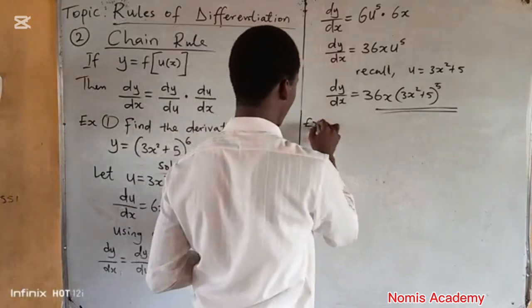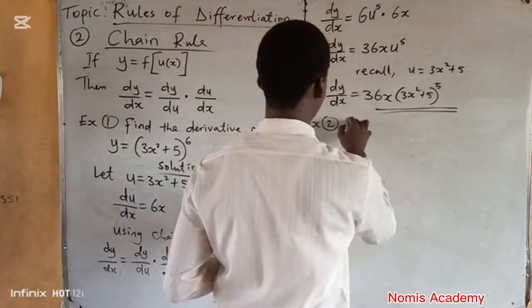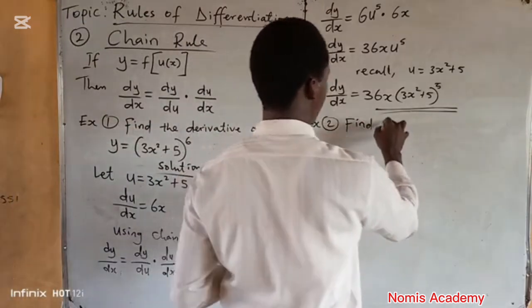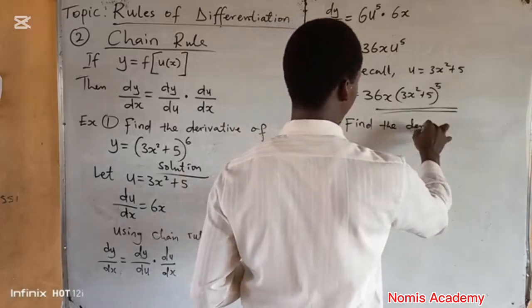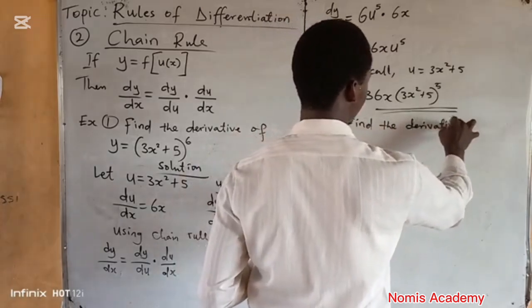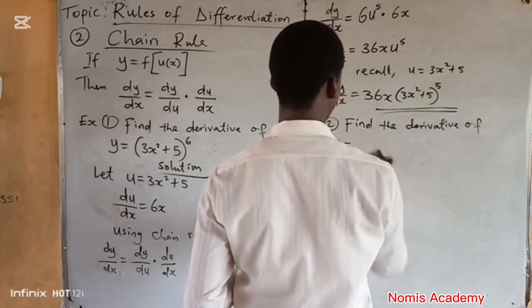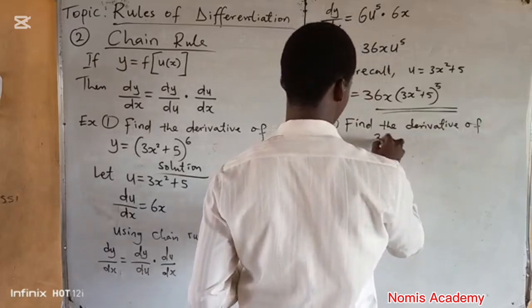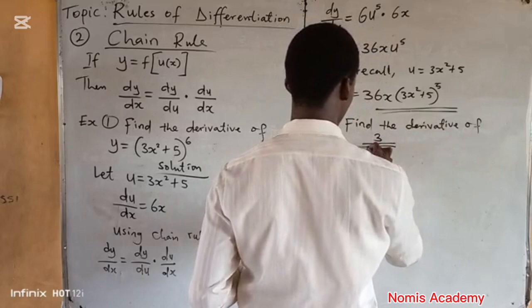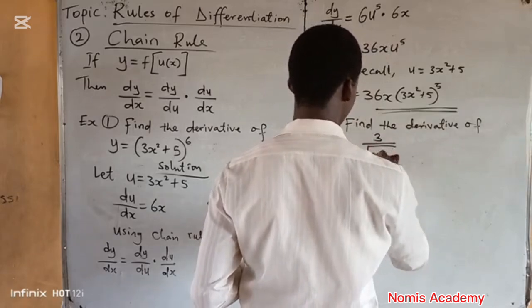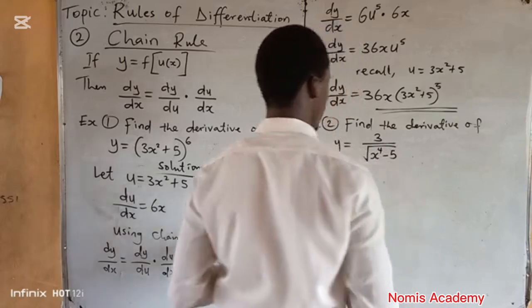Example 2. Find the derivative of y equal to 3 all over the square root of x raised to the power of 4 minus 5.